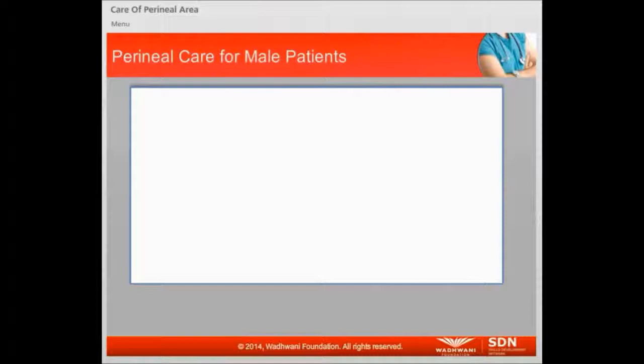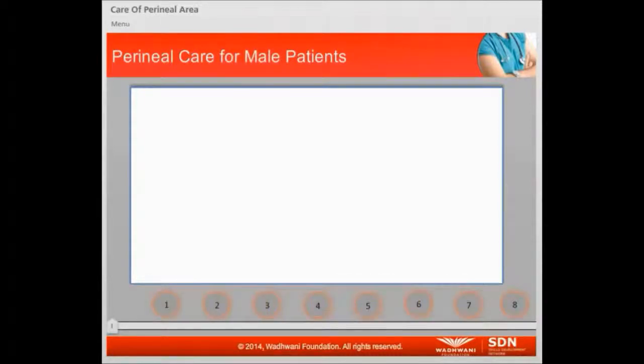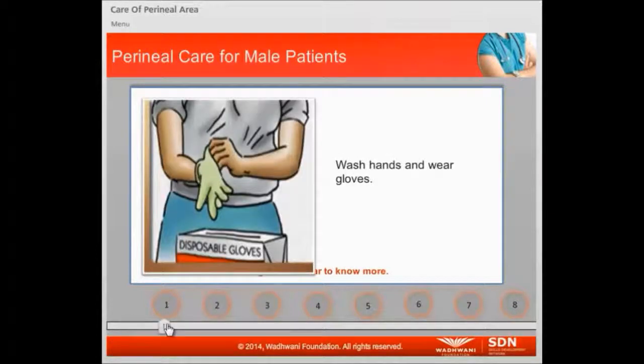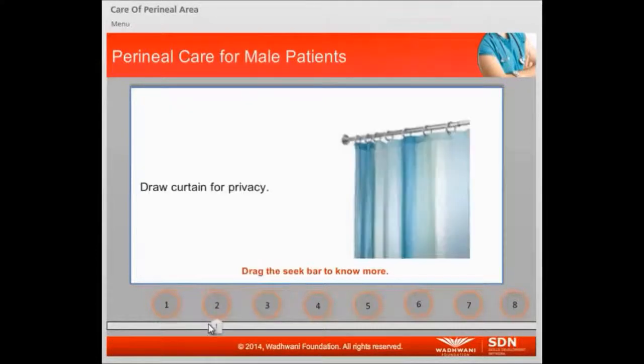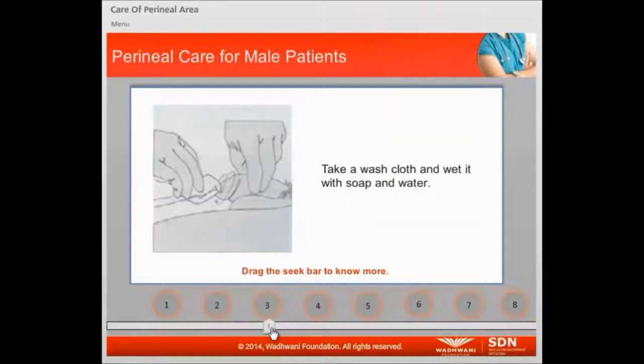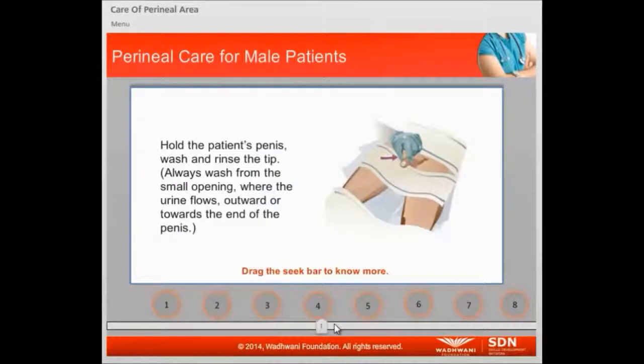Let us understand how to provide perineal care to a male patient. Drag the seek bar to know more. Wash hands and wear gloves. Draw curtain for privacy. Take a washcloth and wet it with soap and water. Hold the patient's penis, wash and rinse the tip. Always wash from the small opening where the urine flows outward or towards the end of the penis.